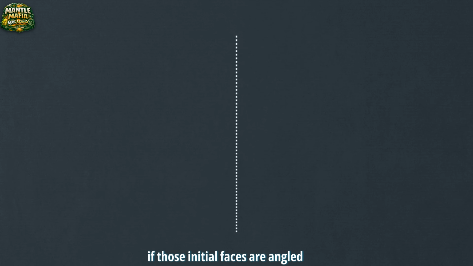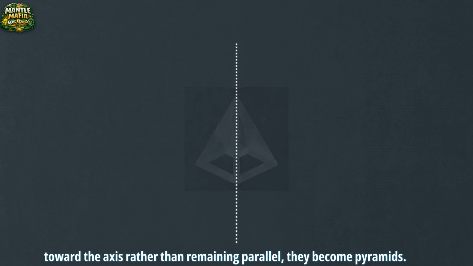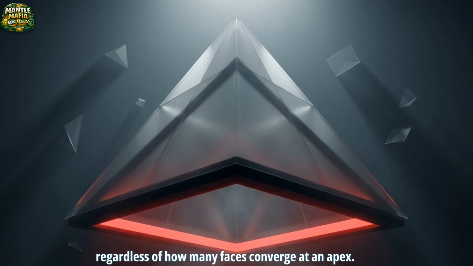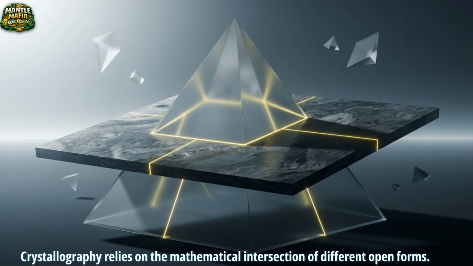If those initial faces are angled toward the axis rather than remaining parallel, they become pyramids. They meet at a point, but the base remains open. Regardless of how many faces converge at an apex, a pyramid is geometrically classified as an open form. To create a finite crystal, crystallography relies on the mathematical interception of different open forms.